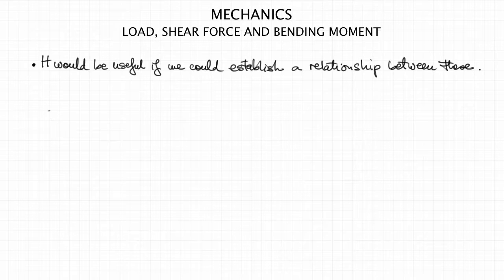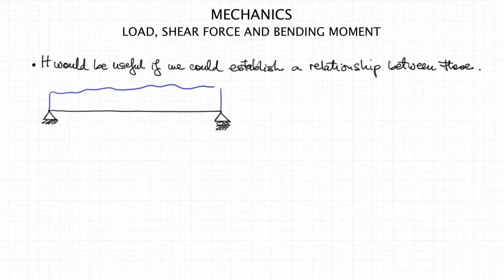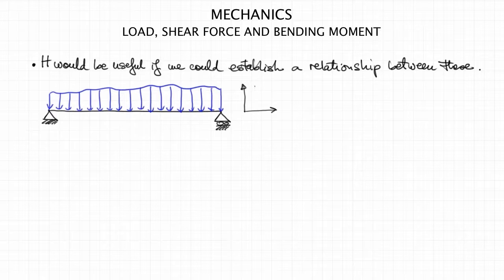So let's assume a general case of a beam loaded by some kind of distributed load, the beam being simply supported, as you can see. Here's the distributed load. It has a general shape, so it can be any load really. And what we want to do is establish a relationship between this load and the internal forces in the beam in terms of the shear force and bending moment.